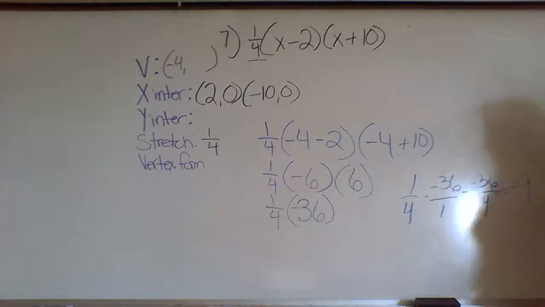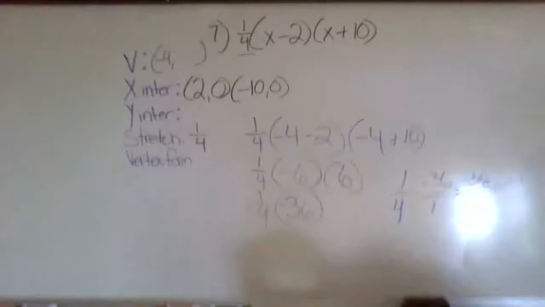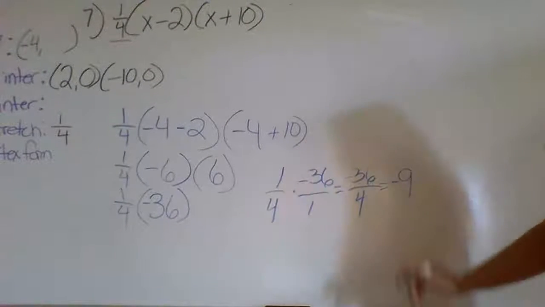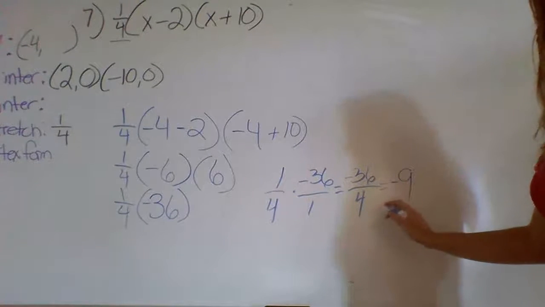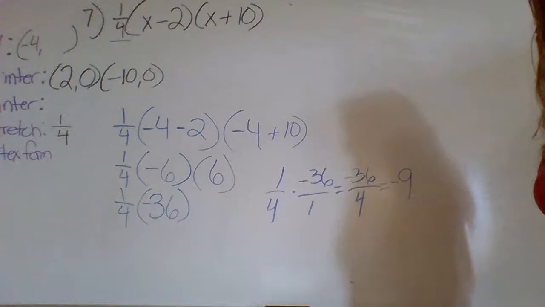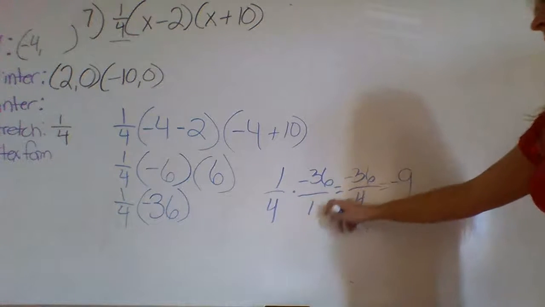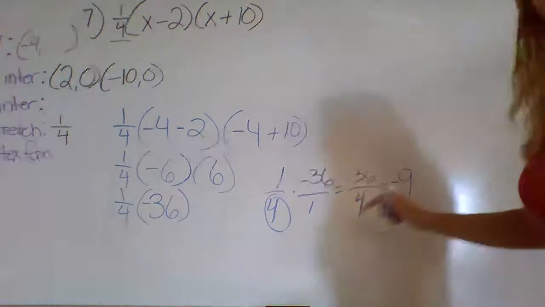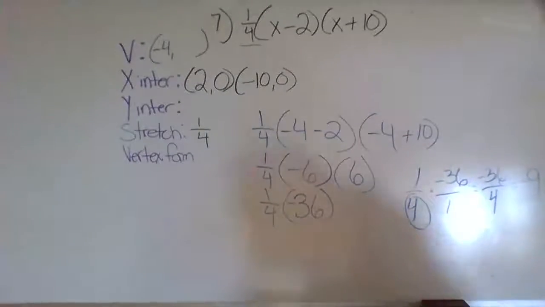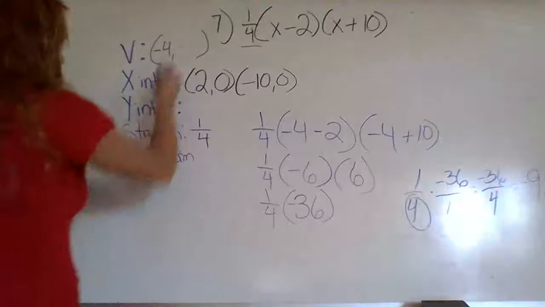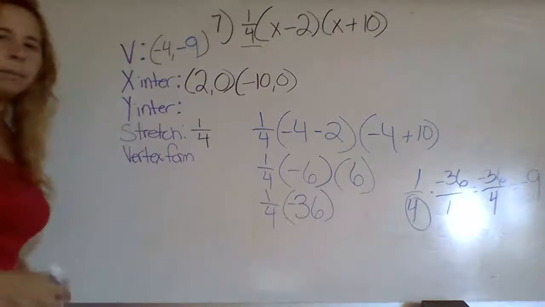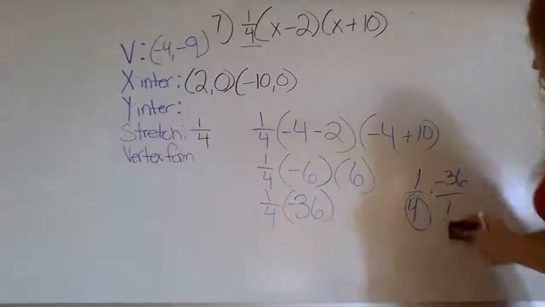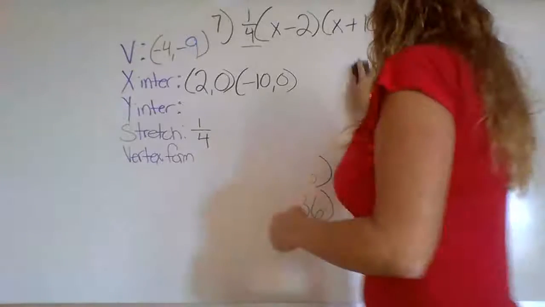-36 divided by 4 is -9. Multiplying by a fraction is the same thing as dividing by whatever the denominator is. So -36 divided by 4 is -9. So our vertex is (-4, -9). Now that we know our vertex and our stretch, we can write it in vertex form.